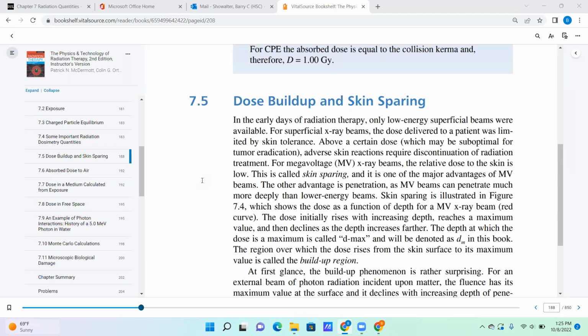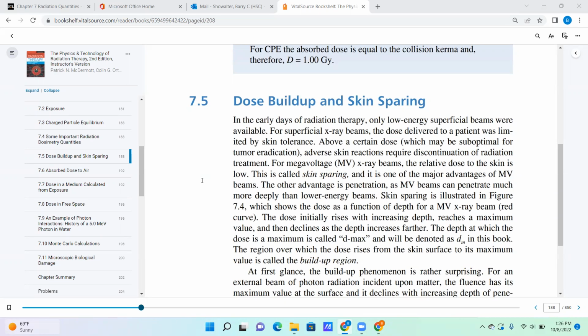In other words, when you start to see the skin break down, you need to back off because that's not good for the patient. So above a certain dose, which may be suboptimal for getting the tumor, adverse skin reactions require discontinuation of radiation treatment. For megavoltage X-ray beams, the relative dose to the skin is low, and that is called skin sparing. And it's one of the major advantages of MV beams.